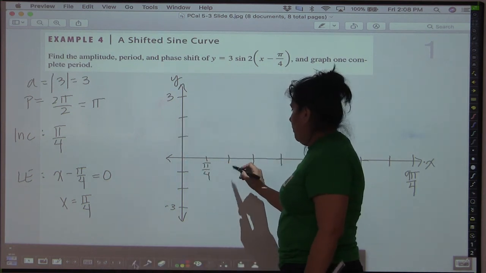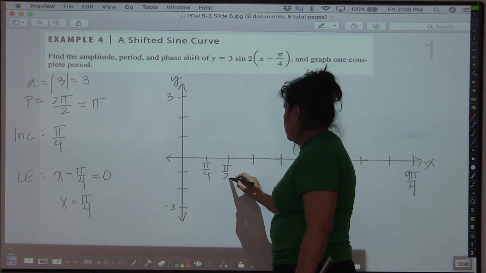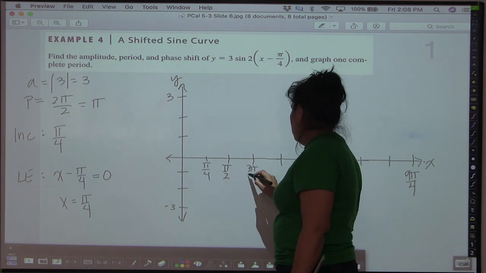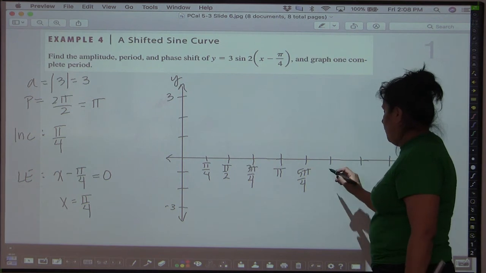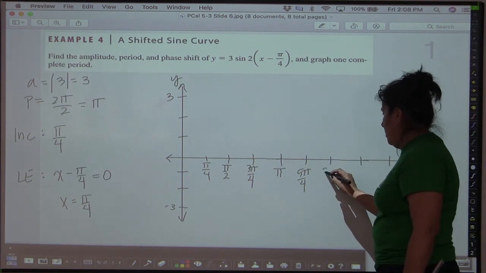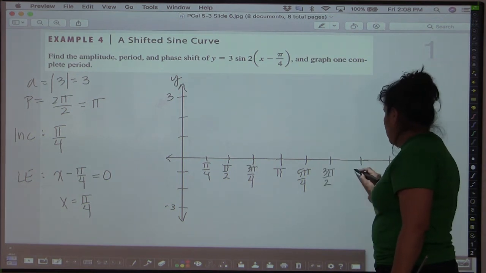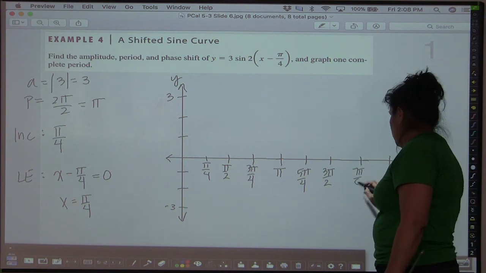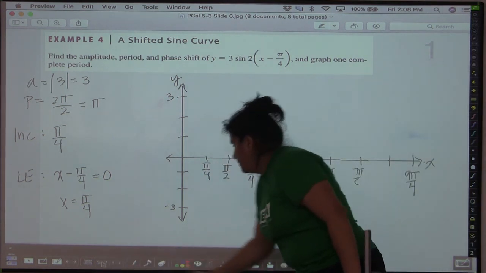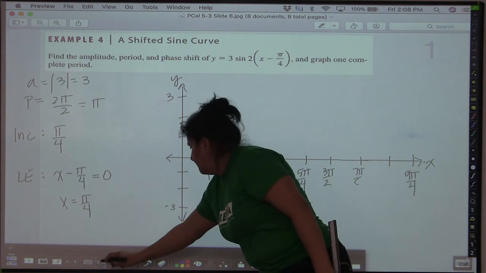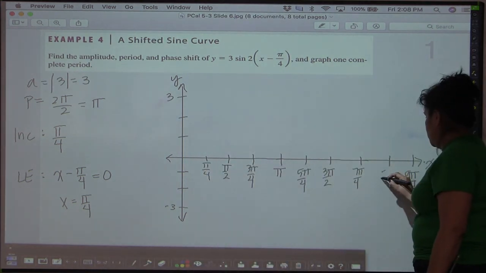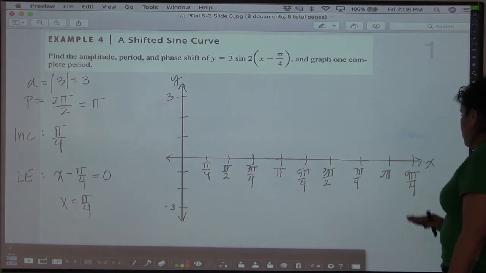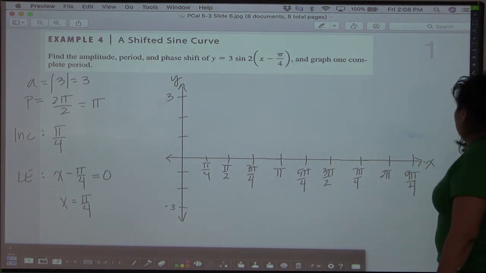So 2 pi over 4 is pi over 2. 3 pi over 4. 4 pi over 4, which is just pi. 5 pi over 4. 6 pi over 4, which is 3 pi over 2. 7 pi over 4. Let's see if I can write my 4s correctly. I was doing so good. And then 8 pi over 4, which is 2 pi. And then 9 pi over 4. All right? So that's how that happens.